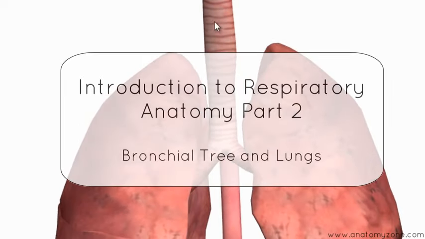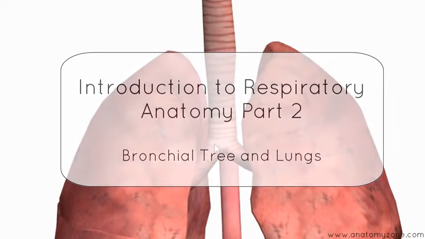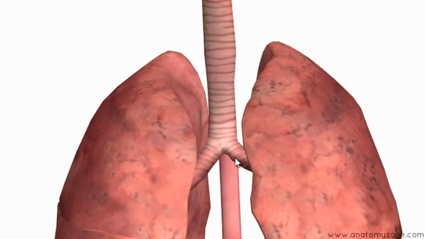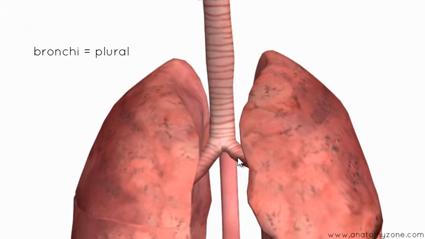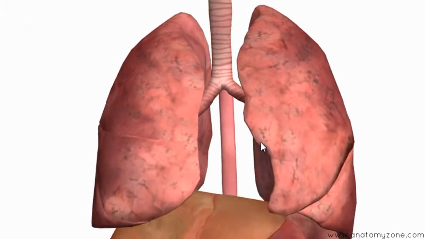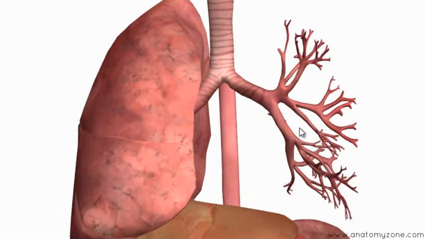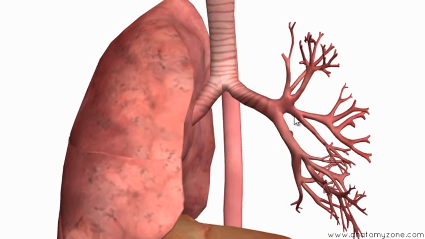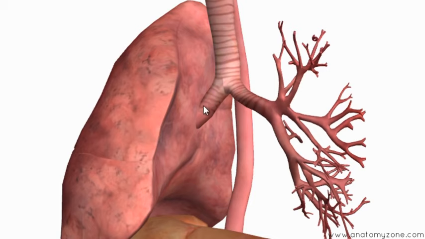So the trachea then splits into two, into a right and a left primary bronchus. Bronchi is plural and bronchus is singular. I'll just remove one of the lungs so we can take a look at the bronchi. The place where the bronchus enters the lung is known as the hilum, and at the hilum there's a couple of other structures which enter the lung.